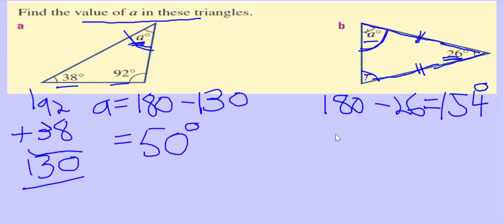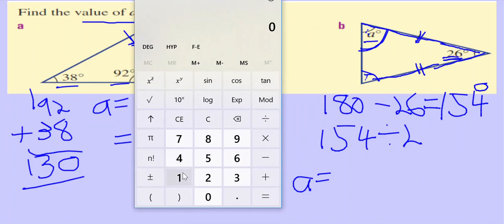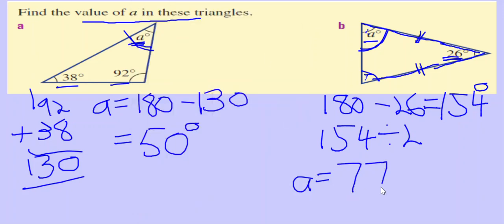So all I have to do with this 154 is divide it by 2, cut it in half. Bear with me for a minute while I bring my trusty calculator up. 154 divided by 2 equals 77 degrees. So my angle A is going to be 77 degrees, and this angle down here is also going to be 77 degrees. It's that easy, again using the information we know about triangles to solve that problem.